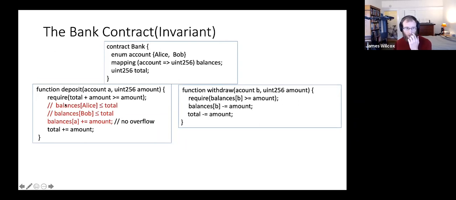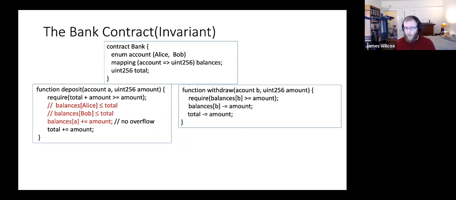Okay, so the first question is, is it true in the base case? I didn't really say what the base case was, but let's assume everything's 0 in the base case. So yes, 0 is less than or equal to 0. So that's easy. So let's look at the induction case. So we're saying, assume you're in an arbitrary state of the contract, not necessarily one that's reachable from the initial state.